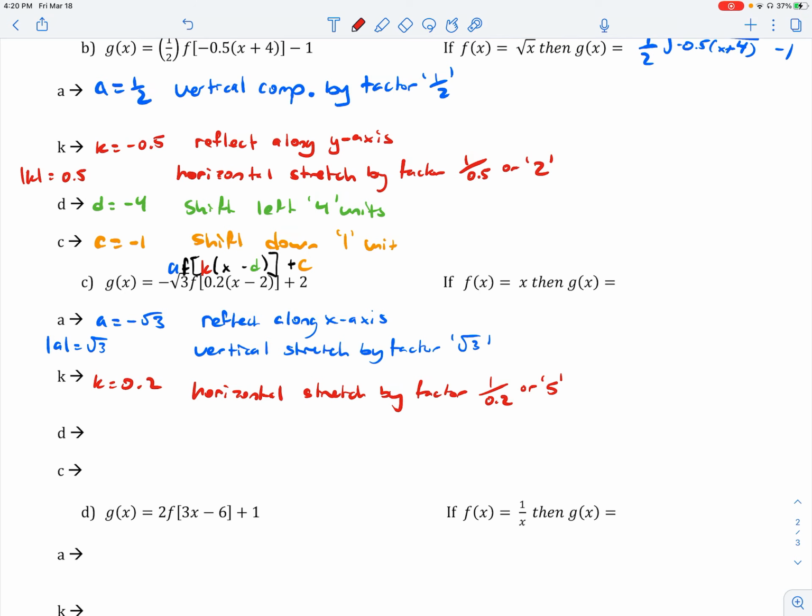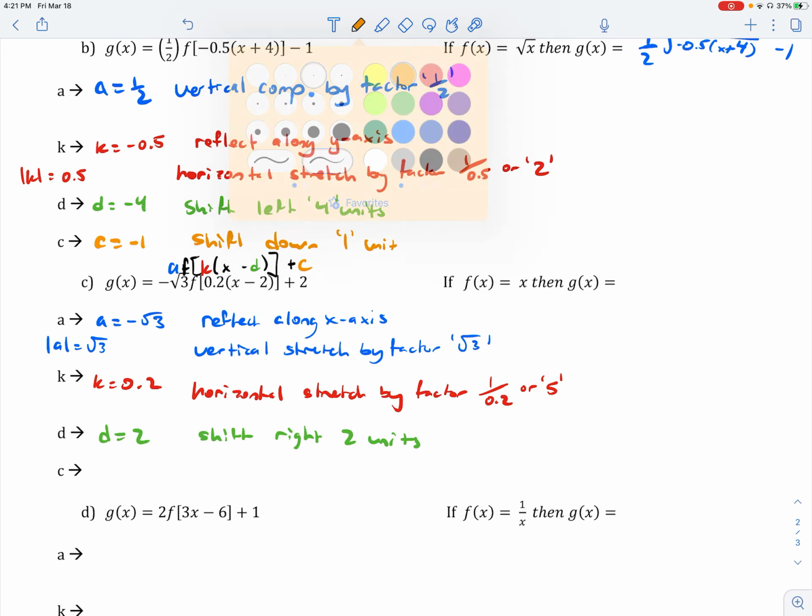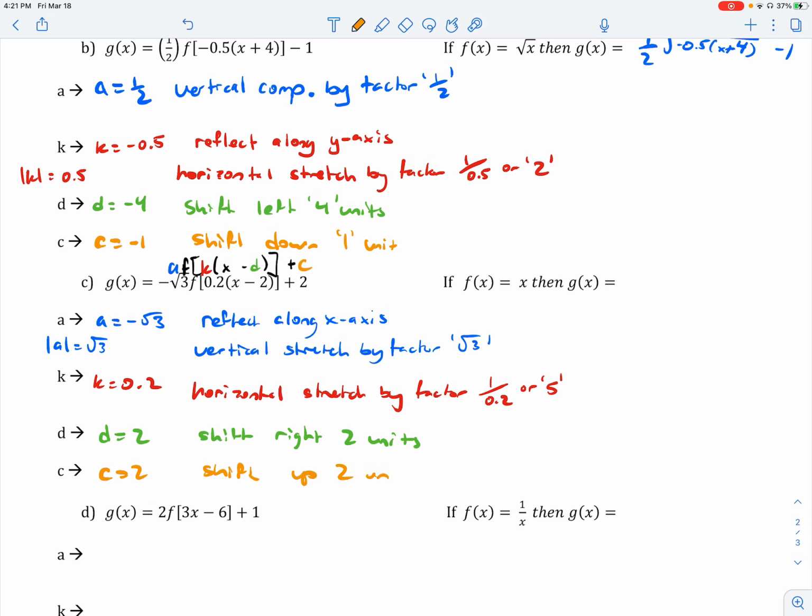And d, in this case, is 2. Okay, it's always the opposite of what you see in there. So that means we shift right 2 units. And then c is plus 2. So then we'll just shift up 2 units.